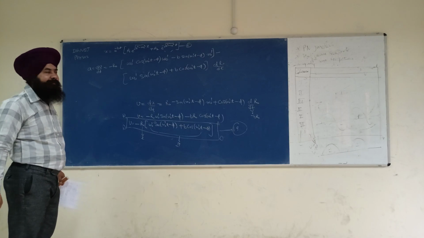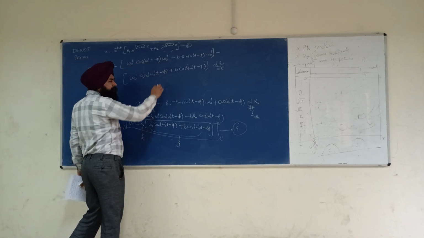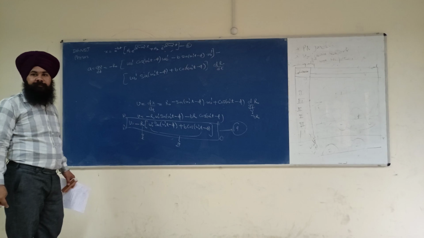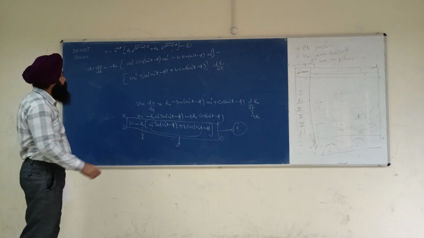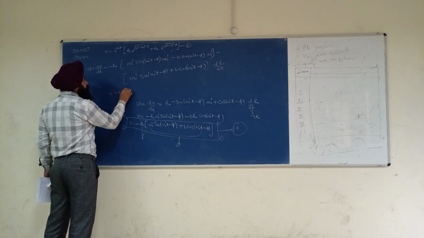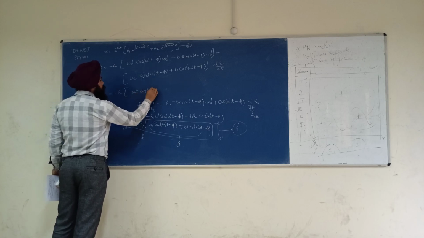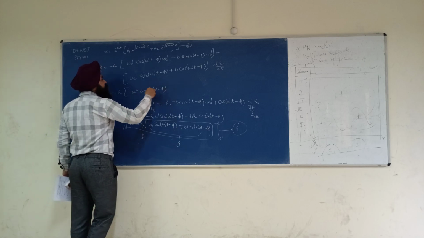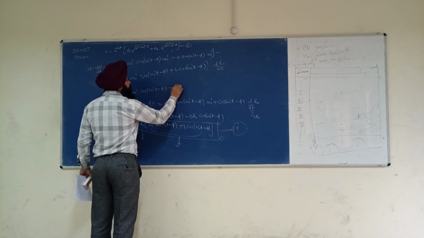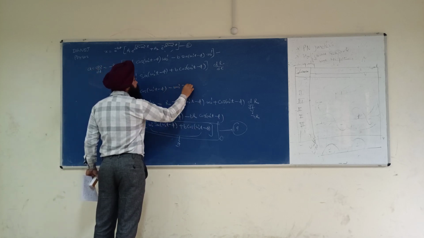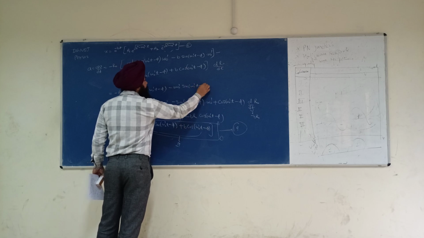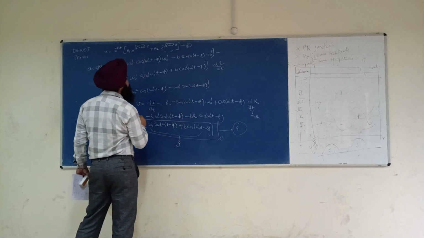This omega naught prime and omega naught prime become omega naught prime square. So minus r naught times omega naught prime square cos of omega naught prime t minus phi, minus b omega naught prime sin of omega naught prime t minus phi.